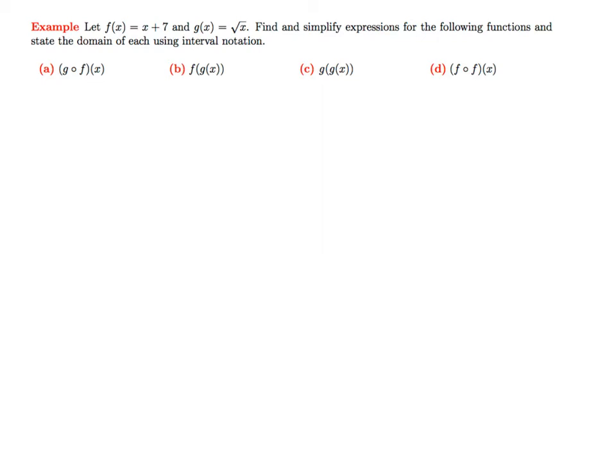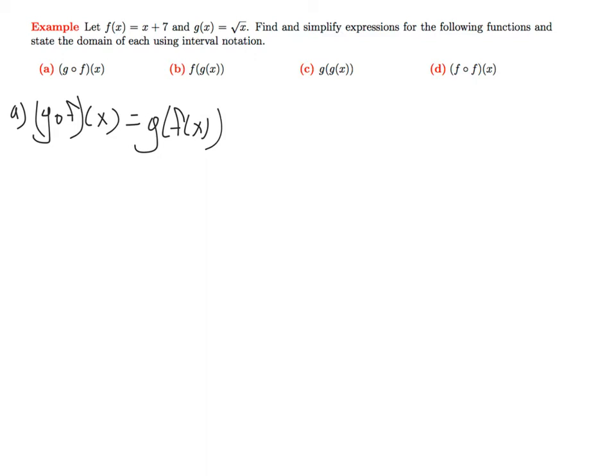So starting with part A, we are looking at the function g composed with f of x. This open circle notation means compose, not multiply. So the order does matter here. This means we're taking x, first plugging it into f, and then we're taking that result and plugging it into g. So in the end, this is what we would get if we first evaluated f of x and then plug that into g. So we can write that as g composed with f of x.